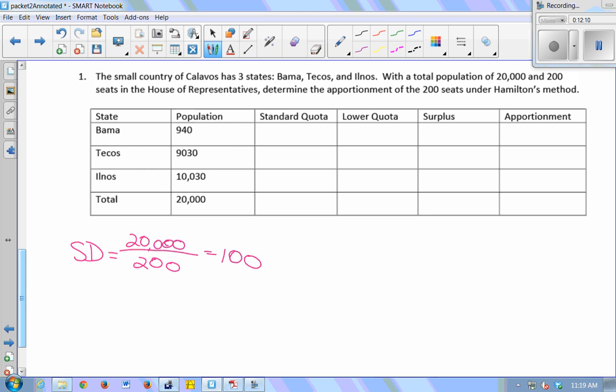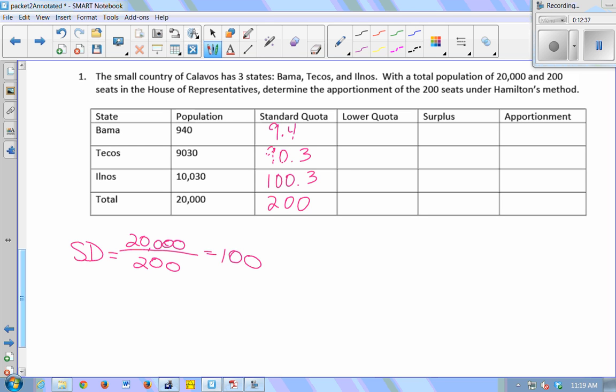Standard divisor of 100. So then you take each state's population, divide by your standard divisor of 100, and those are your standard quotas. So 940 divided by 100 is 9.4. 9,030 divided by 100 is 90.3. 10,030 divided by 100 is 100.3. Add those up, you should get exactly 200.